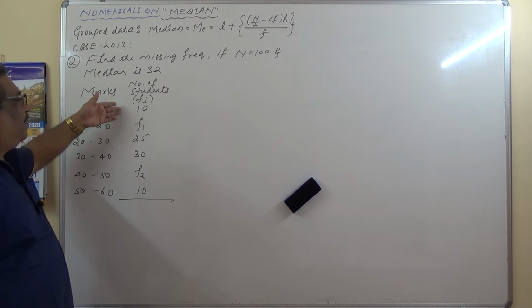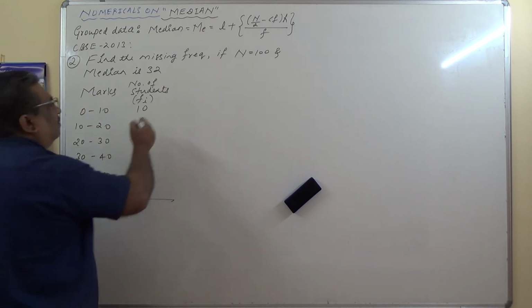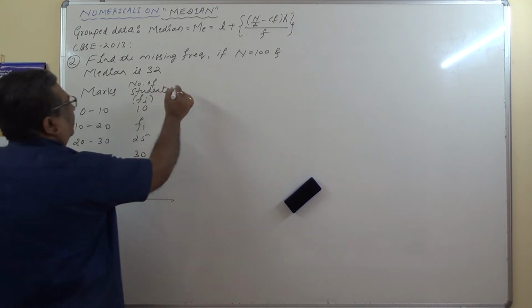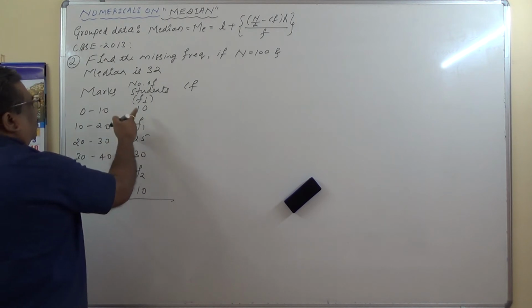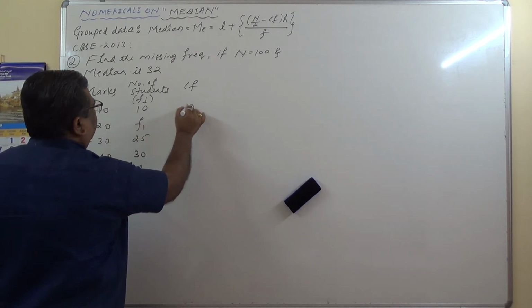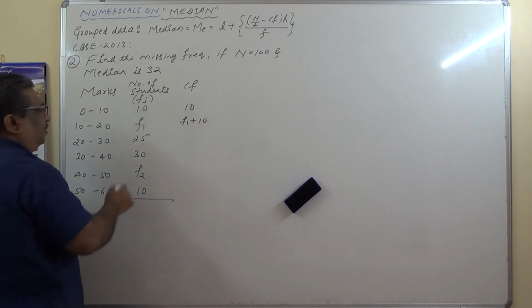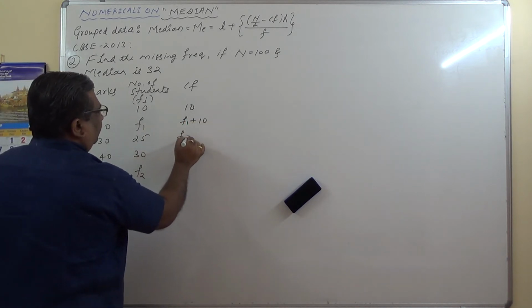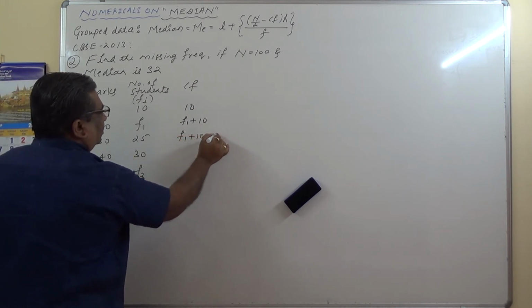Now we have to prepare the cumulative frequency distribution table, for which we'll go on adding. These are the two columns given to you, and the third column is the CF column. So 10 as it is. This is F1 plus 10. This is F1 plus 10 plus 25.